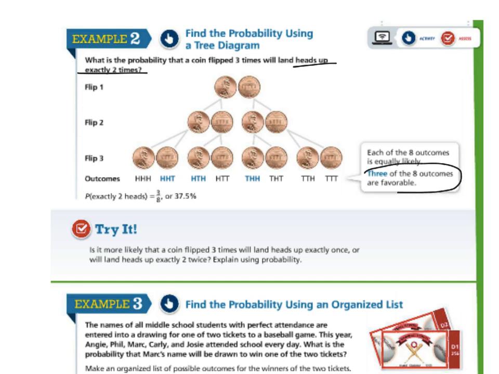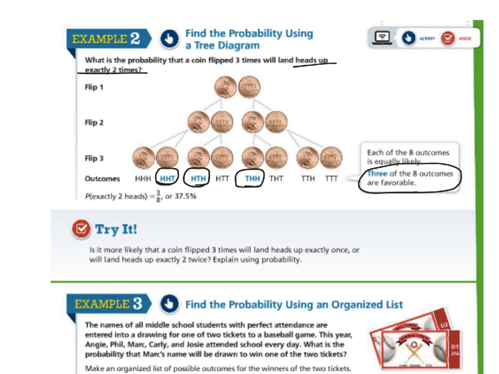3 of these outcomes are favorable, meaning they match the description of what we want to have happen, and that is exactly 2 heads out of the 3 flips. So a probability of 3 out of 8 is the same as 37.5%.